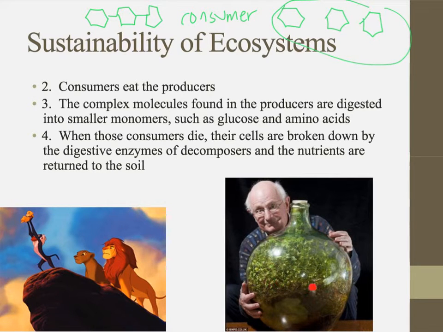Here's an example of a closed environment, a closed ecosystem that has been going for, I think, almost 50 years or something like that. It's been a long time. It's a self-sustaining environment, much like the Earth, where the nutrients that are in here now were present when this ecosystem was built, and they just keep getting recycled.